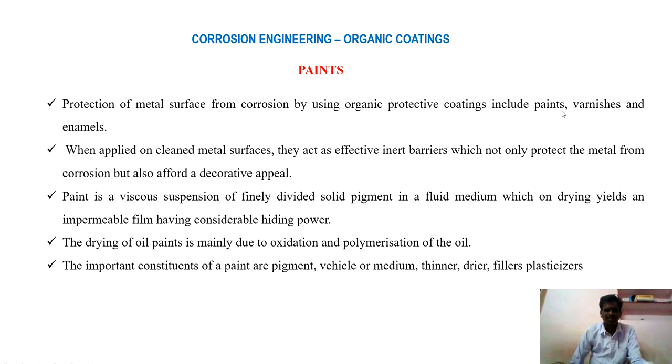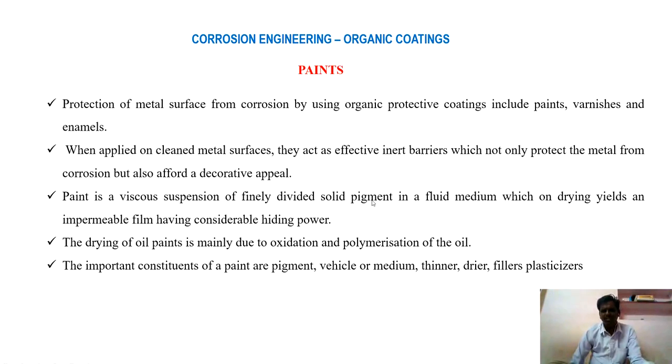Paint is a suspension of finely divided nanomaterials which are present in a fluid medium. That means paints are a suspension of finely divided solid pigment materials, that is called nanomaterials. All these materials are present in a fluid medium. This fluid medium has to be coated on the surface of the metal, and the surface is allowed to dry. After drying, that paint will produce an impermeable membrane on the surface of the metal.